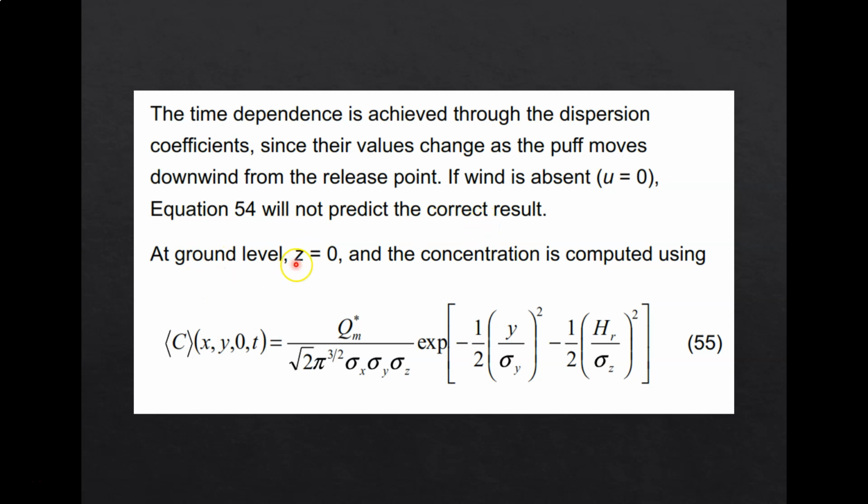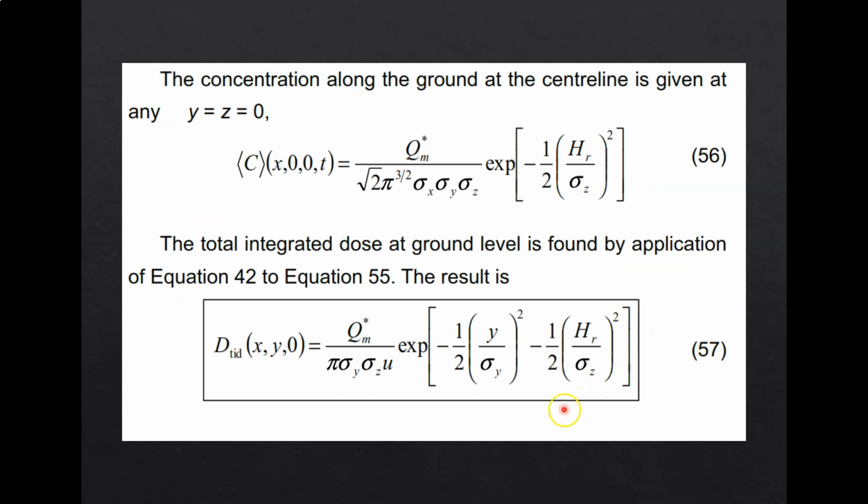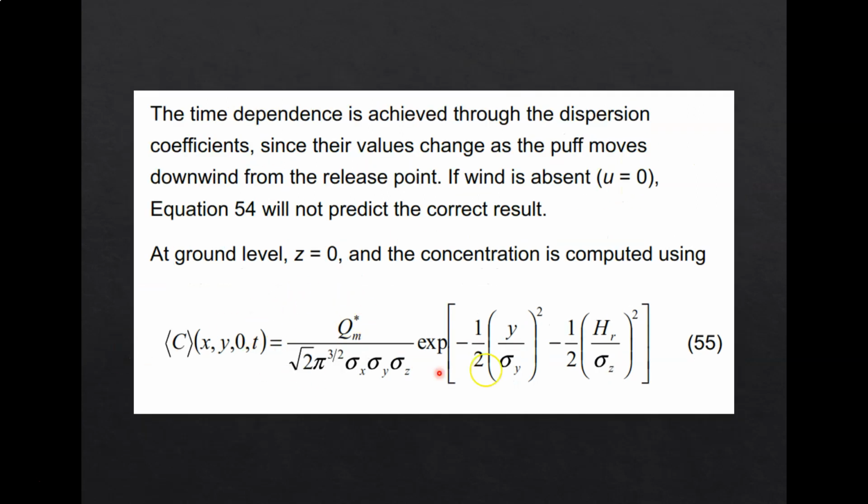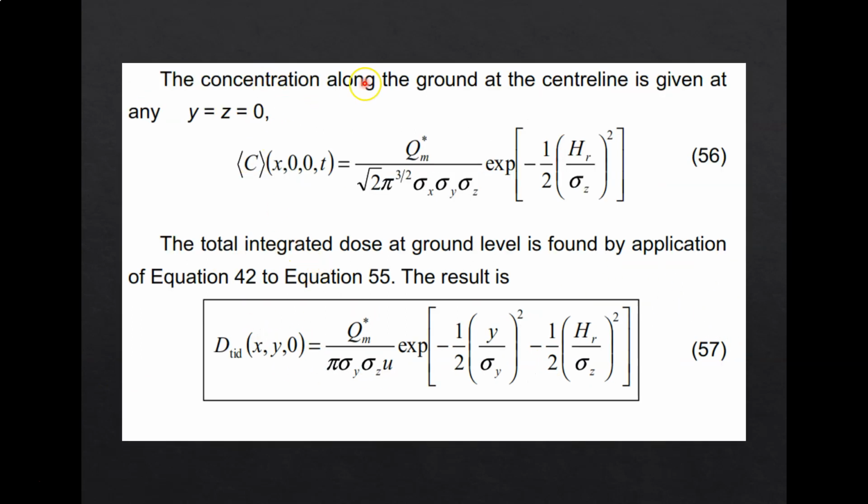At the ground level, there is no elevation, z equal to 0. The concentration is computed using this equation. This is the equation to calculate the concentration along the ground at the center line. So you have your previous equation. This is the concentration at ground level, at the center line.